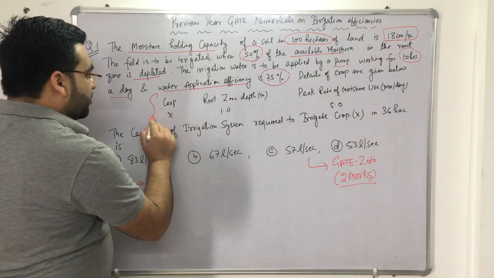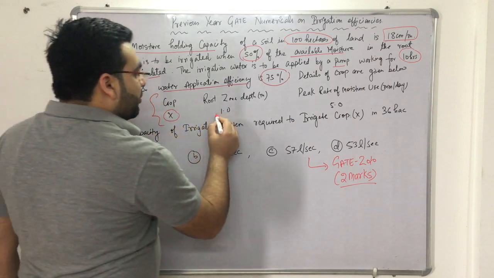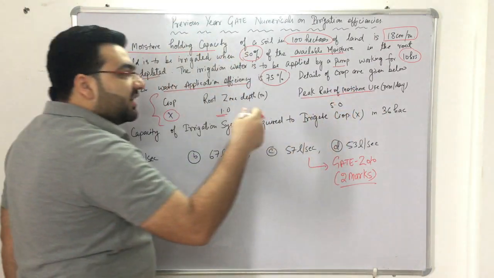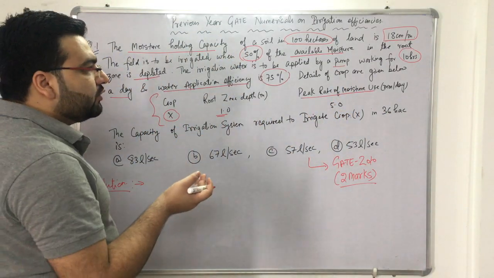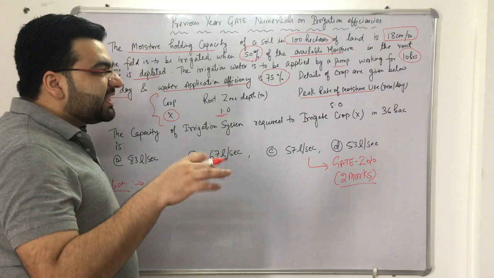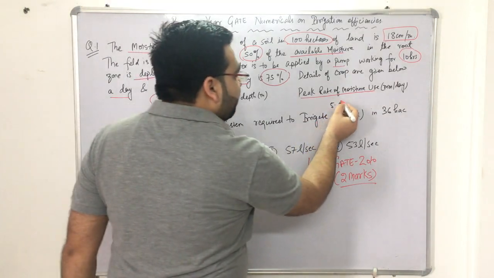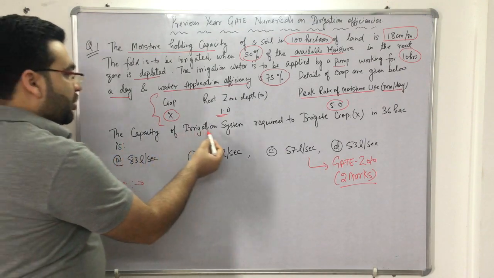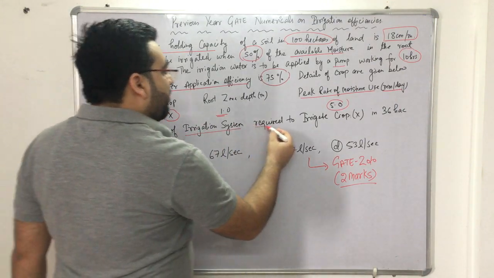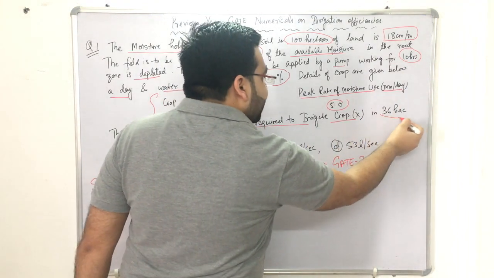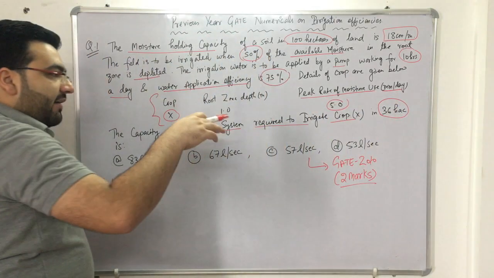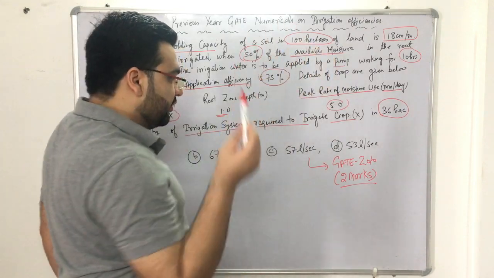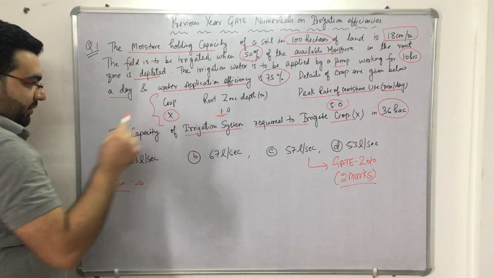So this is crop X. The root zone depth is 1 meter. The peak rate of moisture use, so this is the consumptive use, is 5 mm per day. Consumptive use is the use of water for its maximum growth. The capacity of irrigation system required to irrigate crop X in 36 hectares. So we have shown this crop X in 36 hectares only, not 100 hectares.